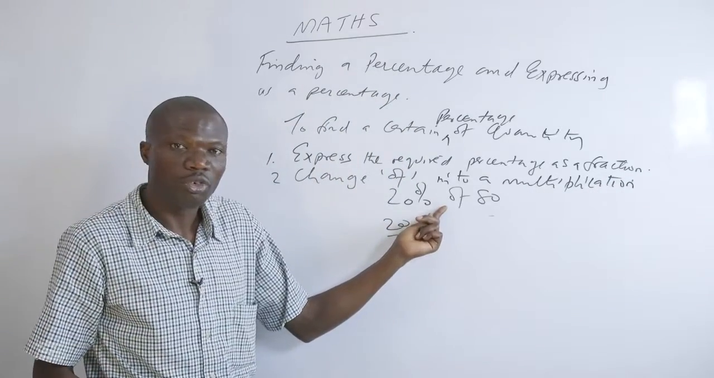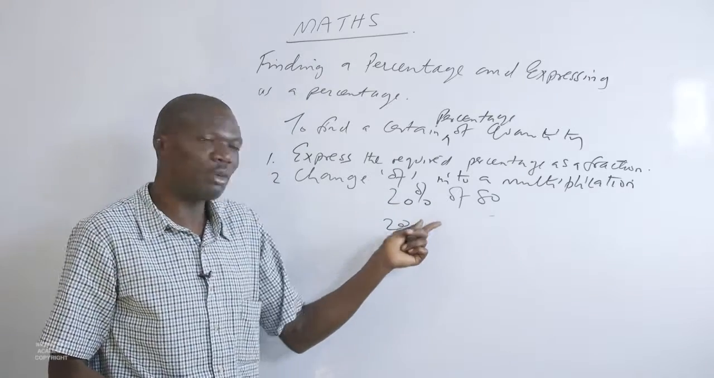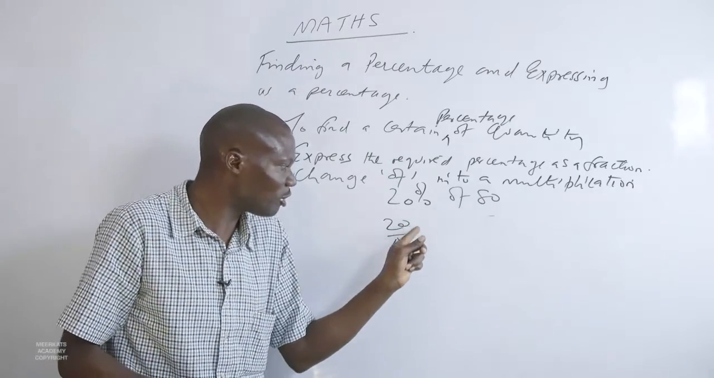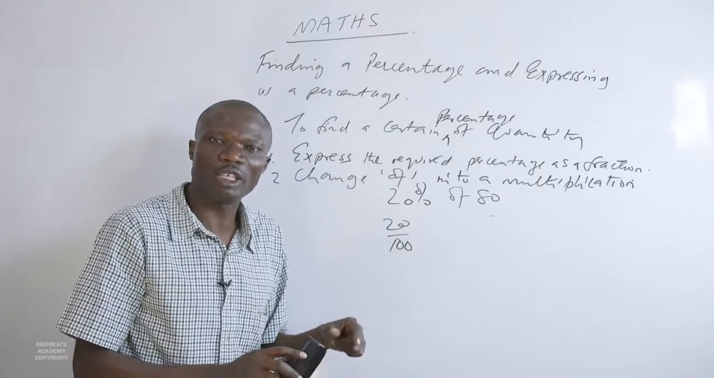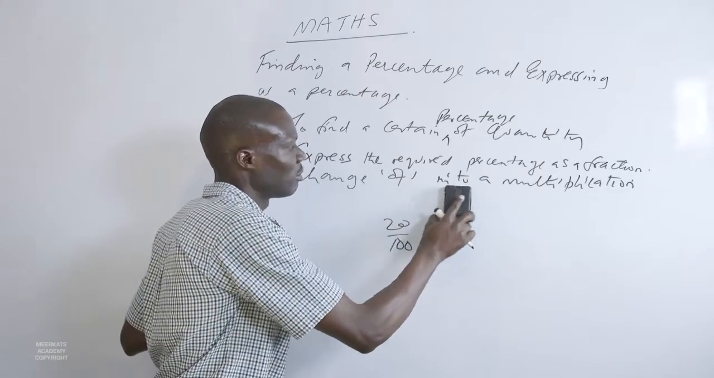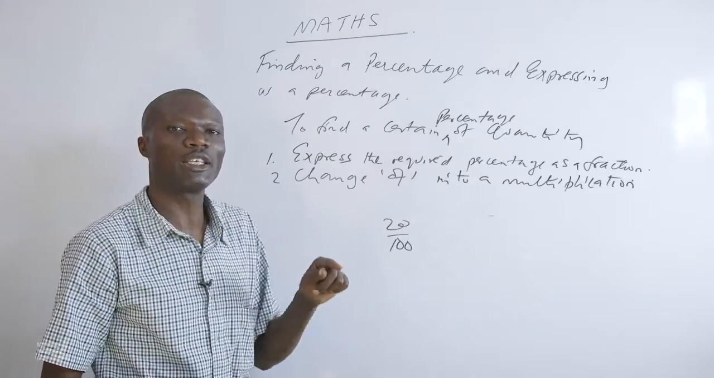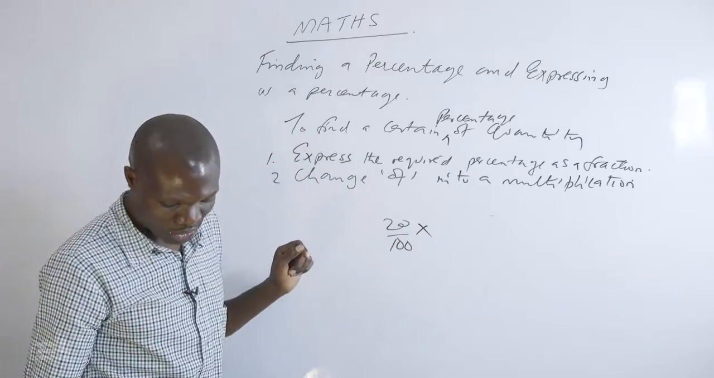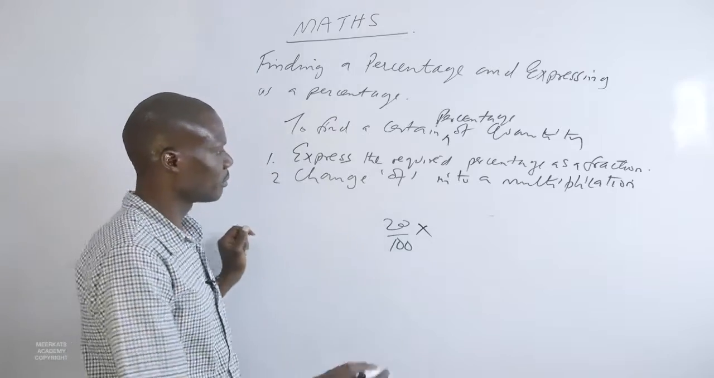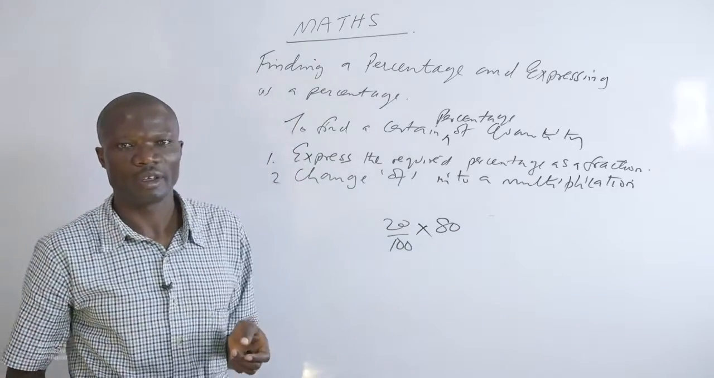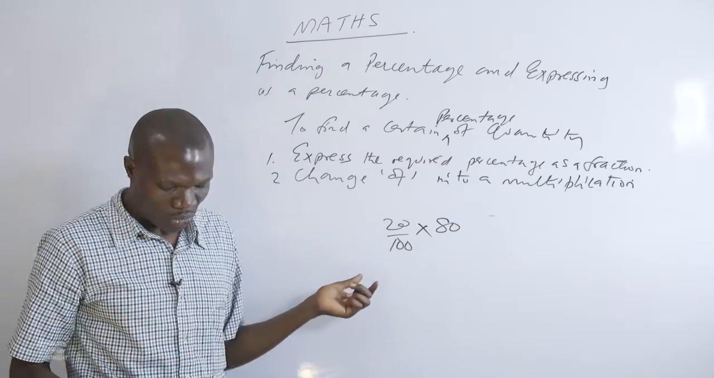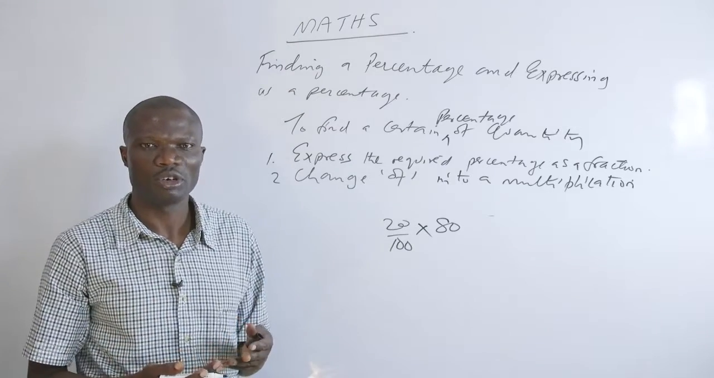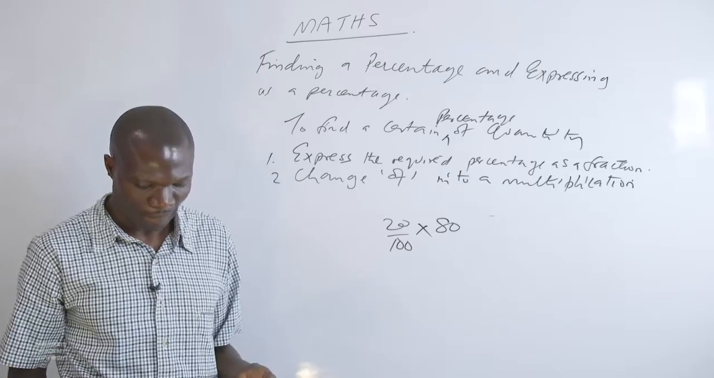The word "of": first convert the percentage into a fraction, then the word "of" becomes what? Multiplication. Instead of writing 20 over 100 of, we now write times. So 20% of 80 is 20 over 100, then "of" is multiplication. Yes, here we are. What will follow? We follow the rules of conversion. As simple as that.